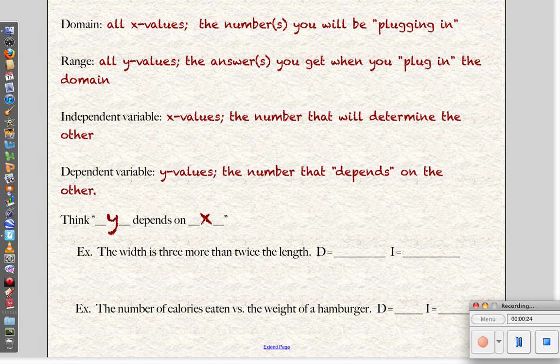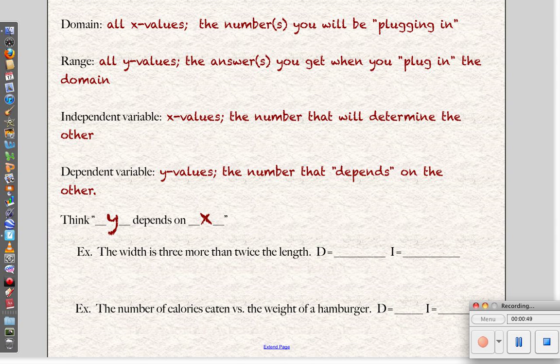It's all the numbers that you're going to be plugging in. So sometimes maybe it's not exactly an x, but whatever numbers we're plugging in, whatever input is, that's the domain. The range is all the y values, or those are all the answers that you'll get when you plug in those x values. And then independent and dependent variables, just other names for x and y.